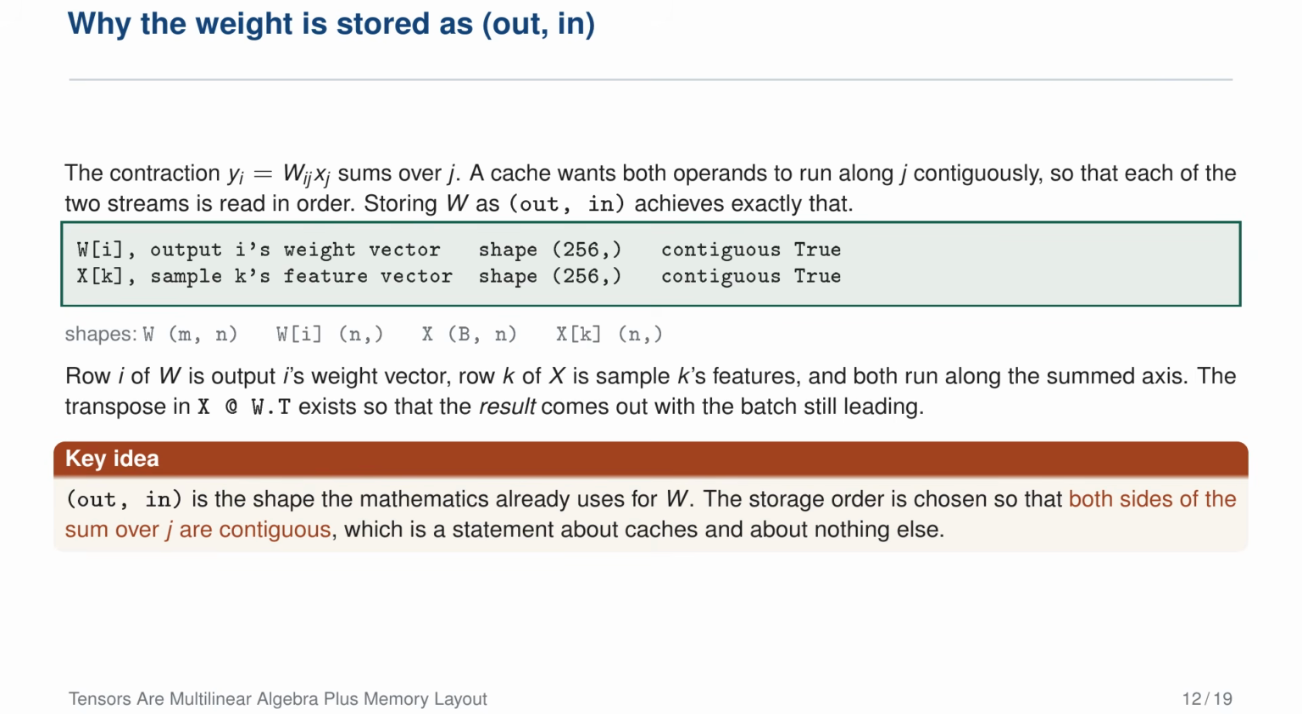The run confirms both halves. Row i of the weight, which is output i's weight vector, has length 256 and is contiguous. Row k of the batch, which is sample k's feature vector, has the same length and is also contiguous. Both sides of the sum run along the fastest axis. And the transpose in the library's expression exists so that the result comes out with the batch index still leading. So the storage order is the shape the mathematics already uses, chosen so that both sides of the sum are contiguous. That is a statement about caches and about nothing else.